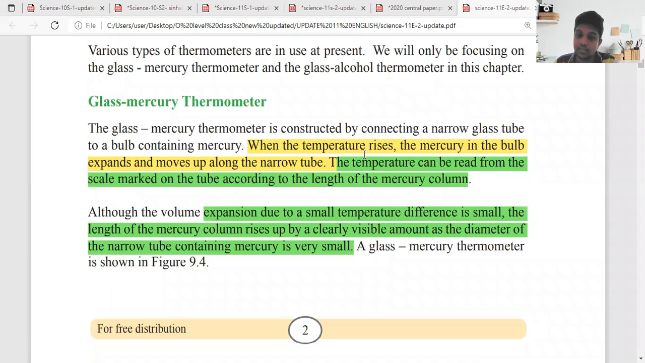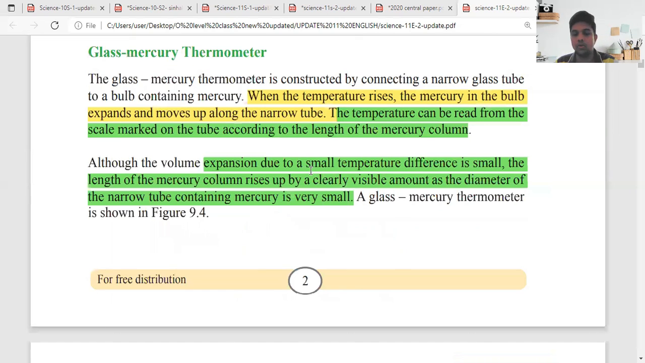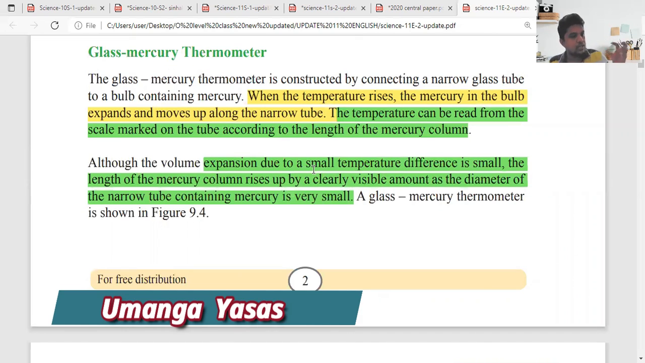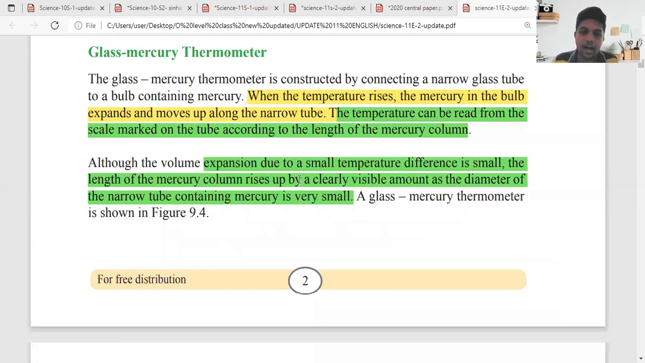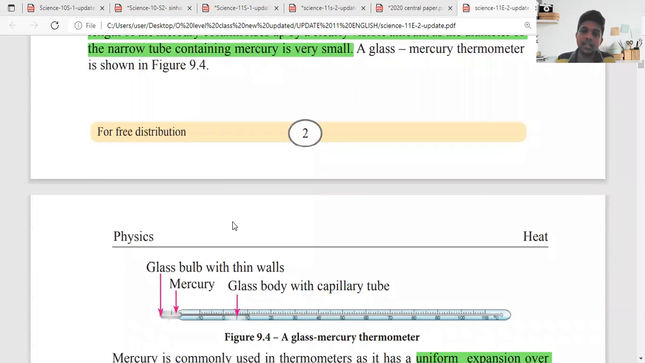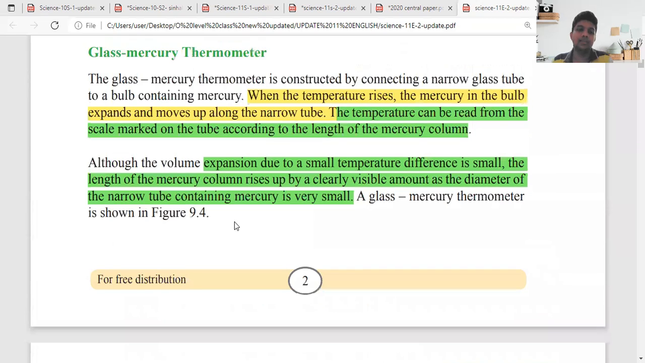When the temperature rises, the mercury in the bulb expands and moves up along the narrow tube. If we put a very large glass bulb to it, it will be difficult to penetrate the heat. It will be difficult to move the heat from the liquid to the mercury. That's why, to overcome that error, they have used a very thin, very narrow bulb. That is the purpose of that narrow tube.